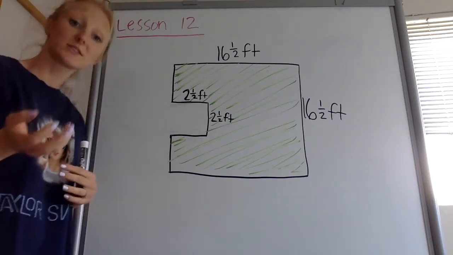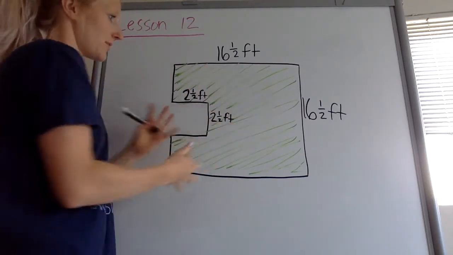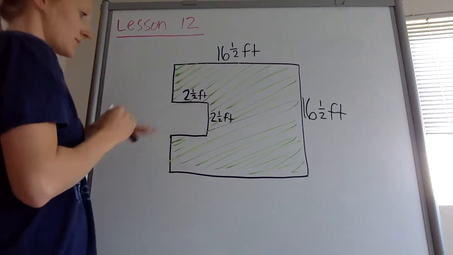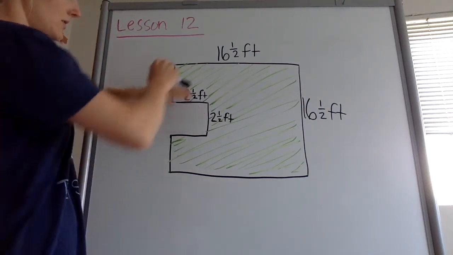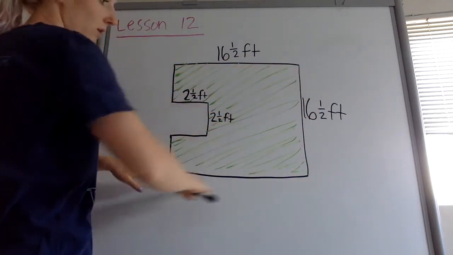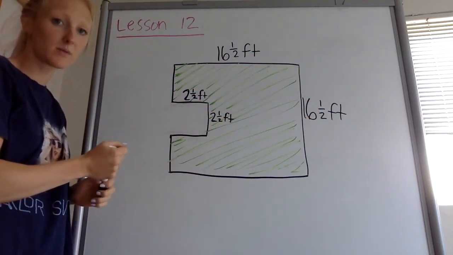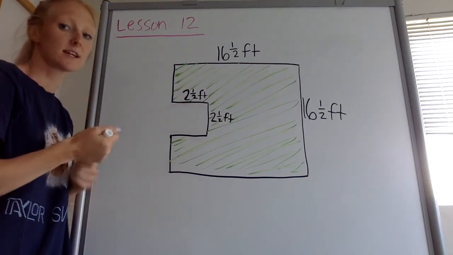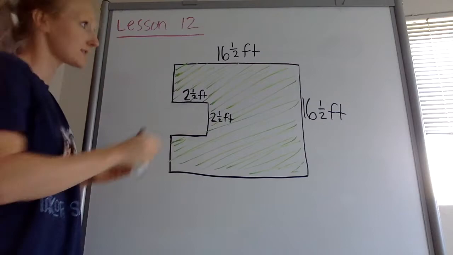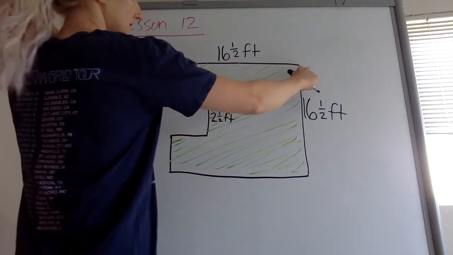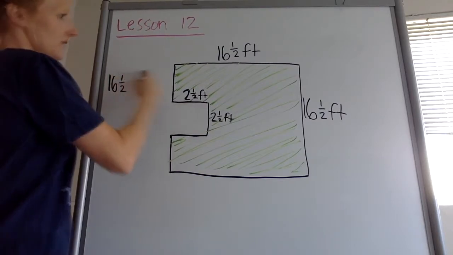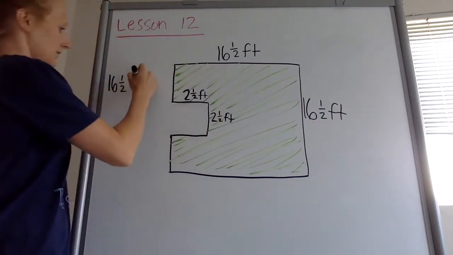So there's a lot of different ways you can do it. You can chunk up the rectangle and all that, but I think the easiest way is to pretend that this is grass too, to figure out the whole entire backyard, what's that square feet, and then kind of subtract out the cement part. So let's figure out the whole yard first. The length of the whole yard is 16.5, and the width of the whole yard is 16.5.